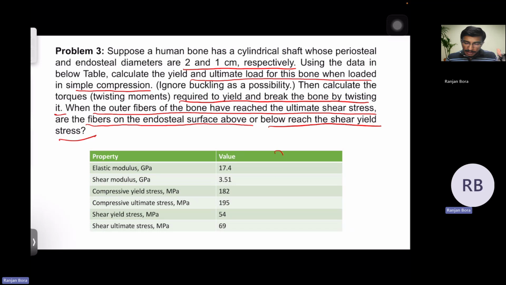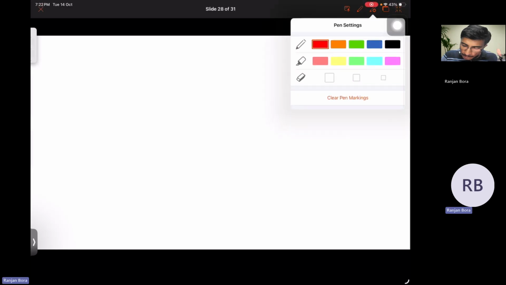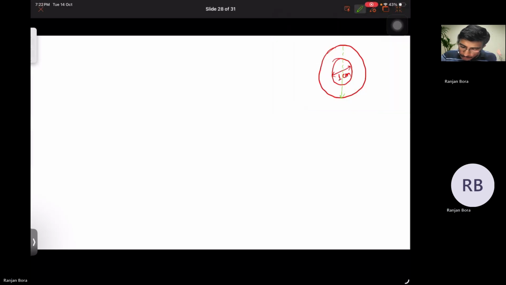So these are the properties which are given. First we need to find the yield and ultimate load when the bone is loaded in simple compression, and the cross section of the bone is this type of cross section. This inner diameter is 1 centimeter and the outer diameter is 2 centimeter.